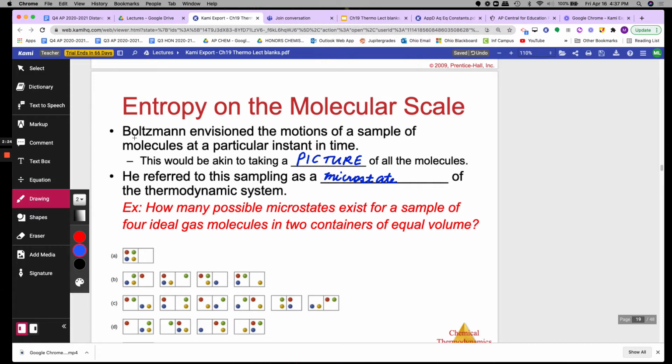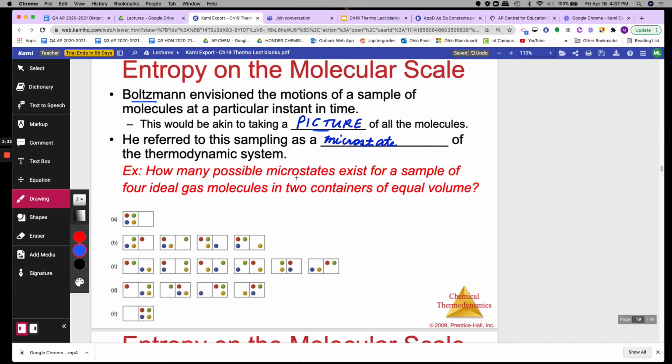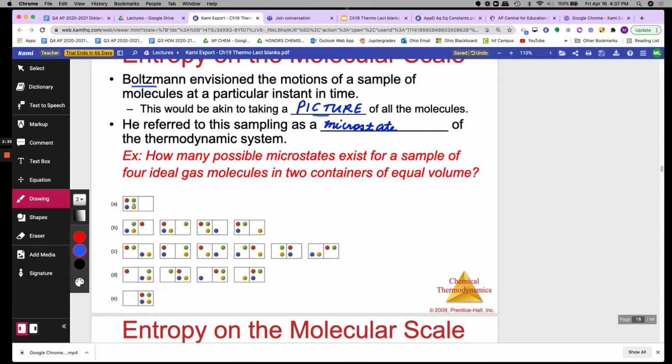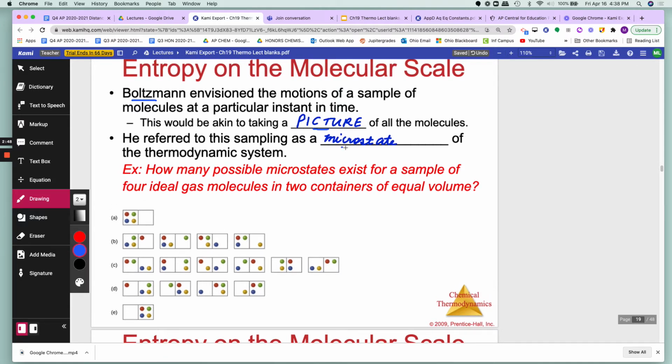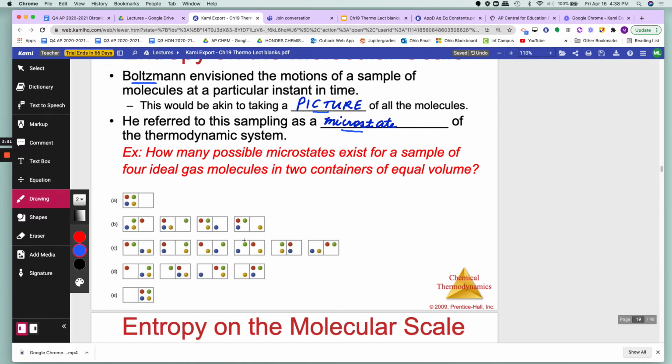So Boltzmann envisioned the motions of the sample in a particular instant in time. It's like taking a picture, okay? So for example, if you have 4 atoms here of different colors, that's one picture. Then you can take maybe 3 of them here and 1 there. That's another picture, and so on. All these pictures are the different ways or possibilities that 4 atoms can exist together. He called these the microstates. So the more different pictures you can take, the higher the entropy. So the number of microstates, or the number of pictures, really corresponds to the entropy of the system.